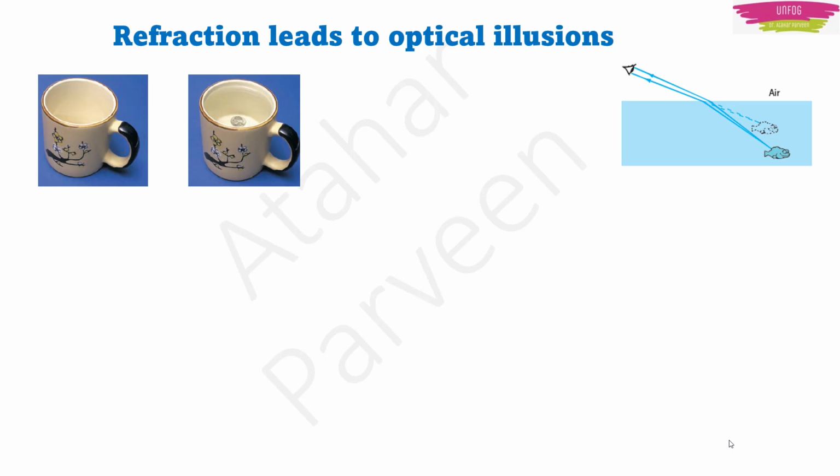In our science exhibitions in our schools, we used to do these experiments, right? We used to put coins, we used to put one pencil in the beaker filled with water. Then we would say that the pencil was not forming one straight line. It was bending, right? So that is all because of refraction.